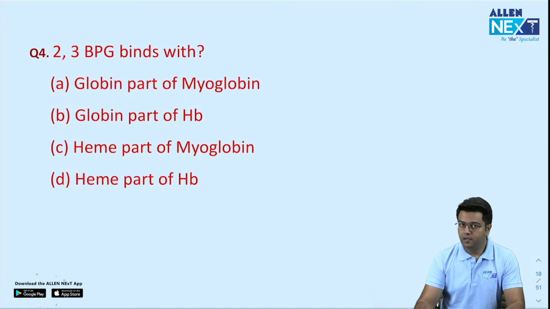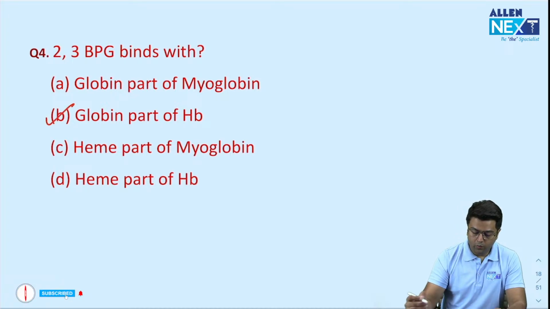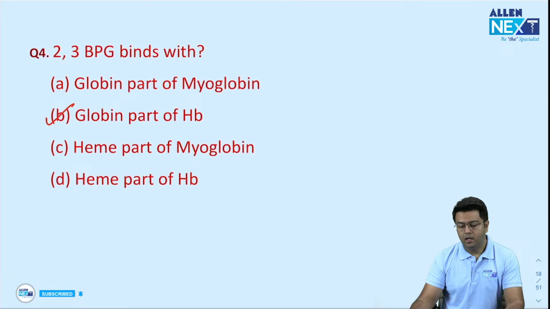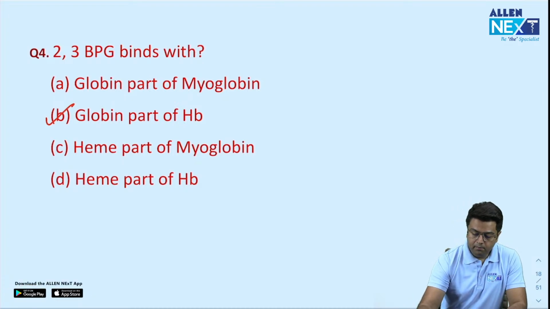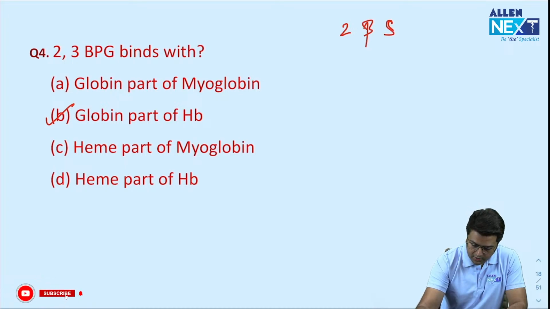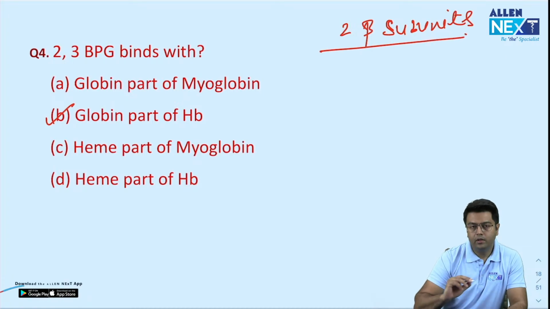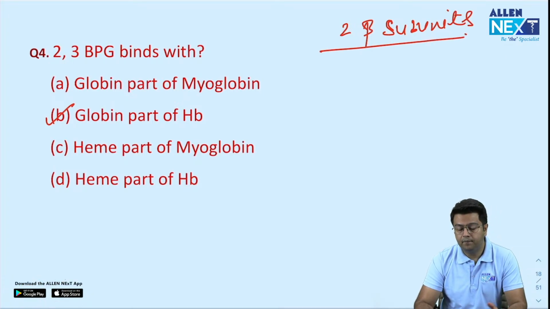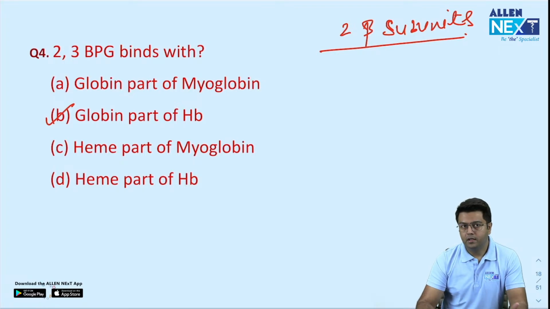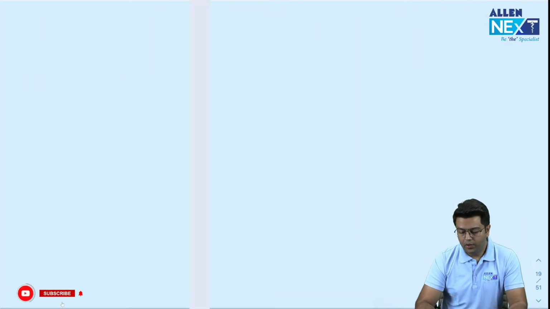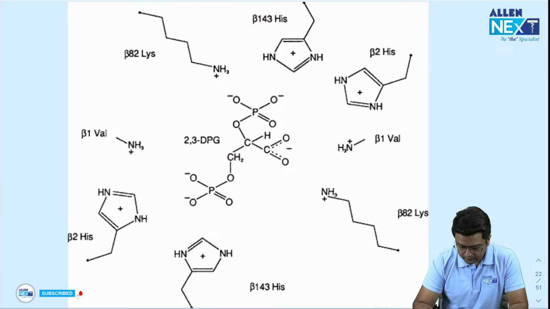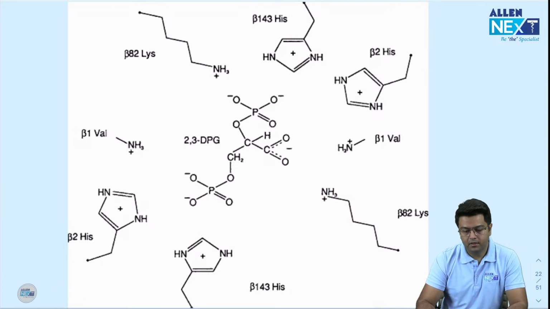2,3-bisphosphoglycerate binds to the globin part of hemoglobin. It binds to the beta subunits, in the space between the two beta subunits. That is the site of binding of 2,3-BPG, which increases the release of oxygen. So basically, let's look at one figure first.